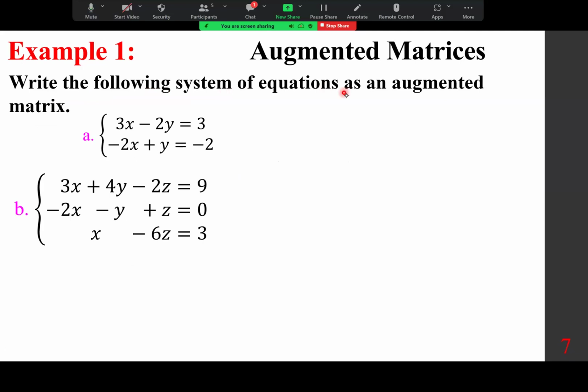Write the following system of equations as an augmented matrix. So we're going to start with this one. Make sure the x's and the y's are lined up, the constants. So if you go with the row, you go with 3, negative 2, and 3. The second row, negative 2, 1, negative 2. If you want to go with columns, 3, minus 2, minus 2, 1, 3, minus 2. No matter what, this would be the augmented matrix. This is the coefficient matrix, and this would be the constant.